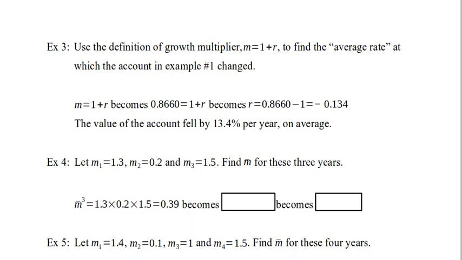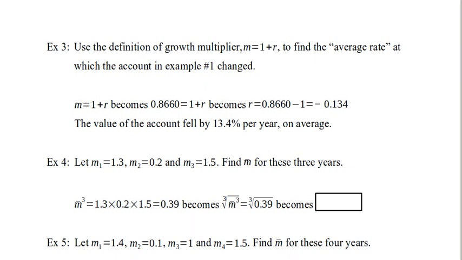We need to undo the cube, and of course we do that by taking the cube root of both sides. Now on the left side, the cube and the cube root undo each other. We don't have to worry about signs because the index and the exponent are both odd. And we're interested in finding a growth multiplier anyway. On the right side, we've got a little bit of arithmetic to do.